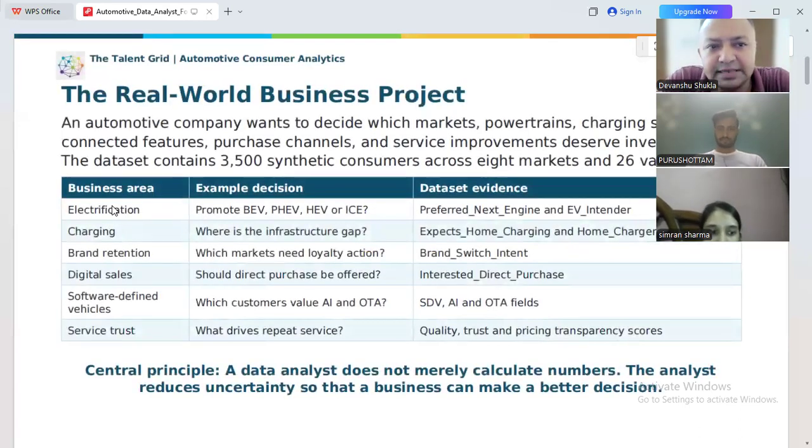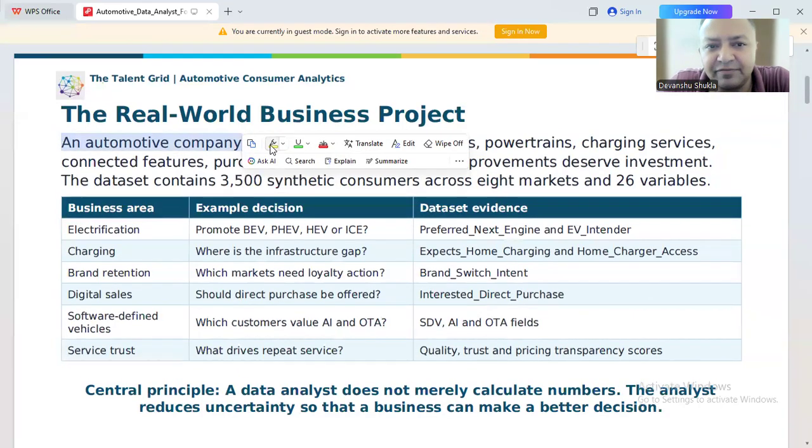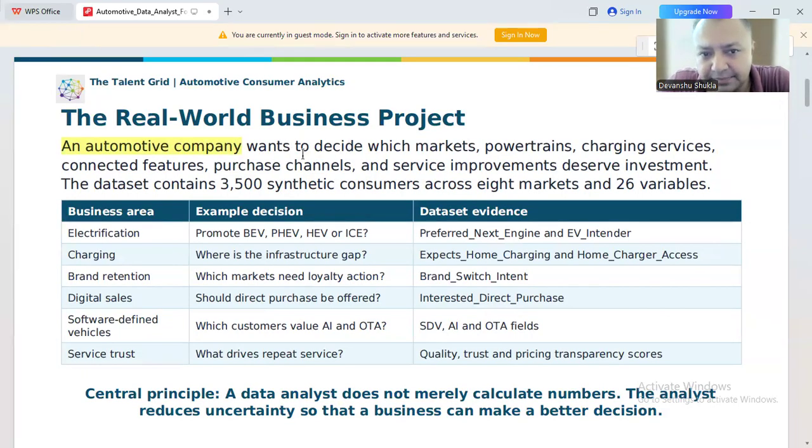Now, we start with the real world business project which we have to implement. Okay, so now you're clear that we are going to implement this project here. And the real world business project says an automotive company wants to decide which markets, powertrains, charging services, connected features, purchase channels, and service improvements deserve investment. I believe this is clear.